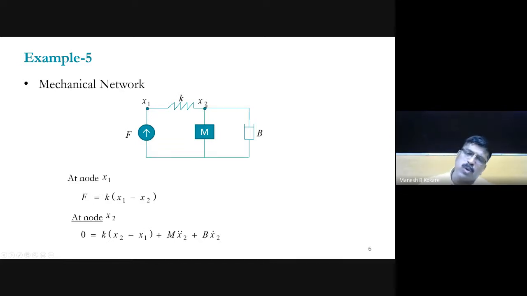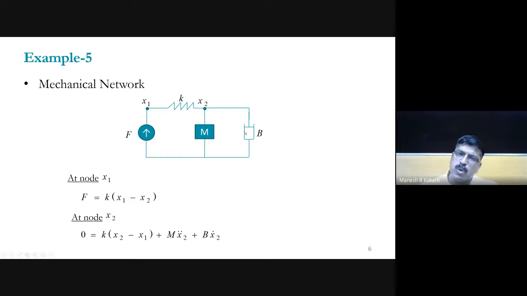Similarly, what will be the nodal equation at x2? The incoming force must be equal to the outgoing force. So what is the incoming force? K into x1 minus x2 will be the incoming force, right? Here it is taken on this side, basically, x2 minus x1. But if you take x1 minus x2, it will be on this side, right? Then what is this force? That will be m into d2x2 by dt square.